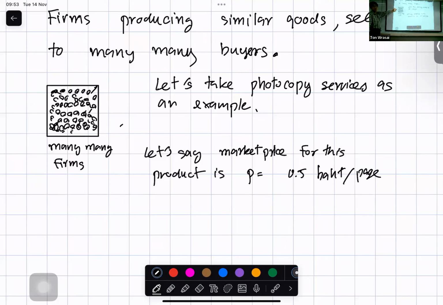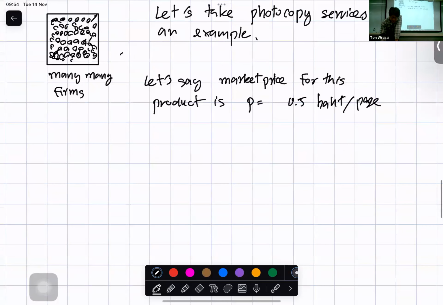And this product is homogeneous in the eyes of students, faculty members, administrators, people who want to do photocopy. There is no difference between doing it at shop A or shop B or any other shop. So it's quite close to the structure of perfect competition. Many buyers, many sellers, products are homogeneous, and easy to get in, easy to jump out. Okay. Now, let's generate a table to take a look at what would be the revenue received by this.